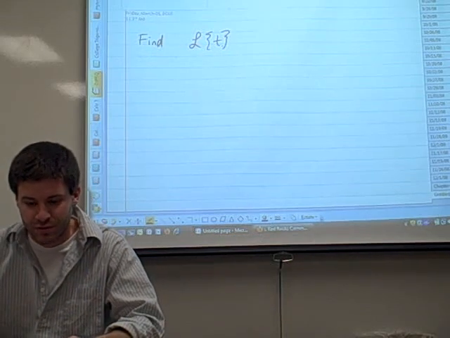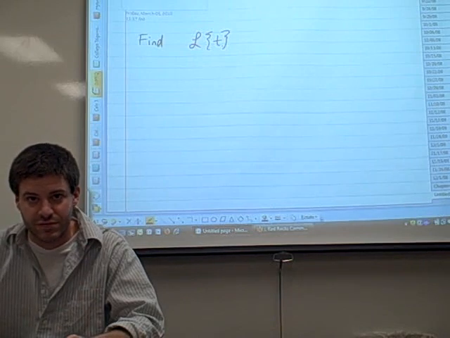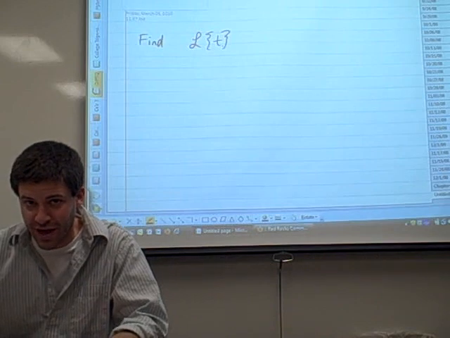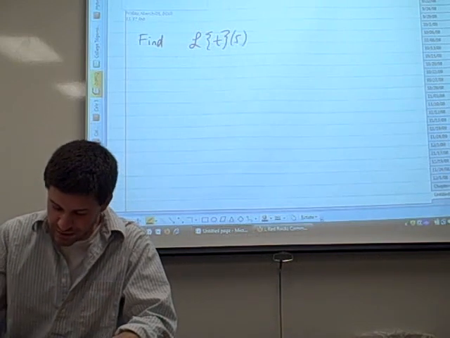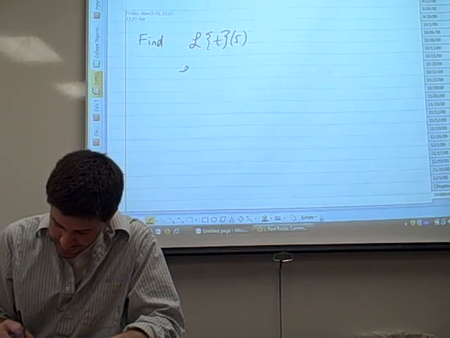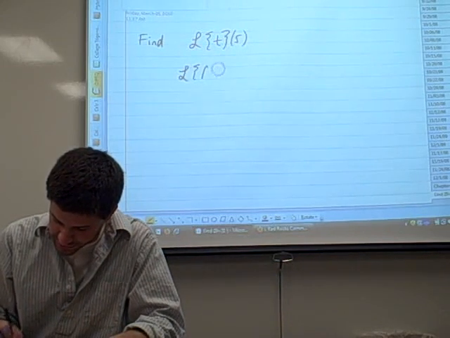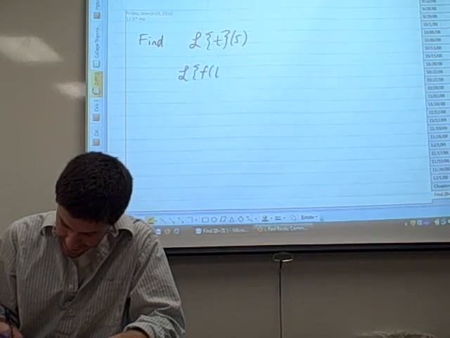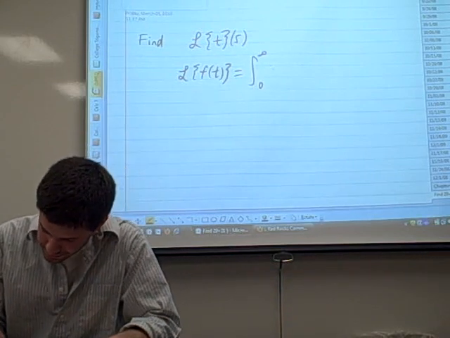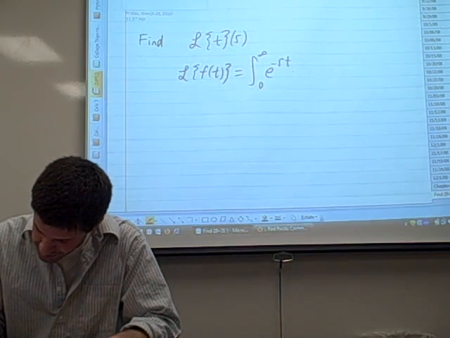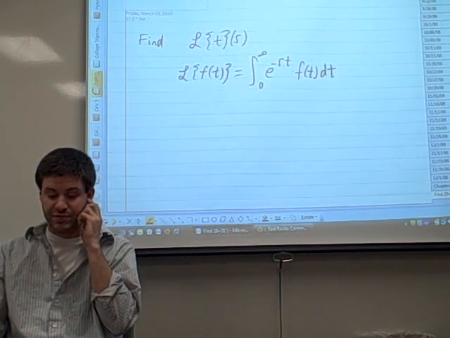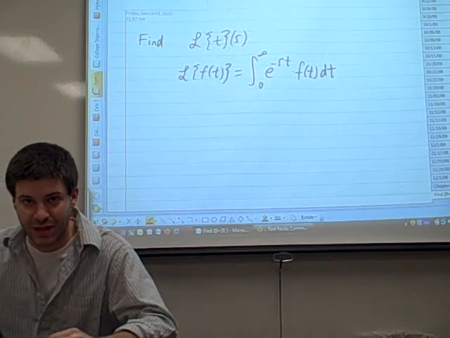Okay, so for this next problem, what I want to do is find the Laplace transform of t. Now, this Laplace transform of t is going to be a function of s, so it's not uncommon to see the function of s notation after that. Now again, the definition of our Laplace transform is the integral from 0 to infinity of e to the negative st times f of t dt.